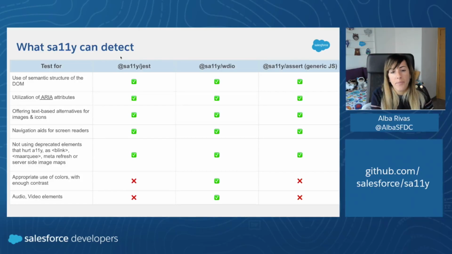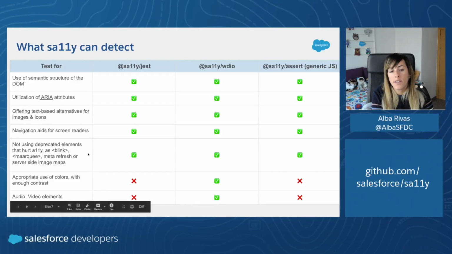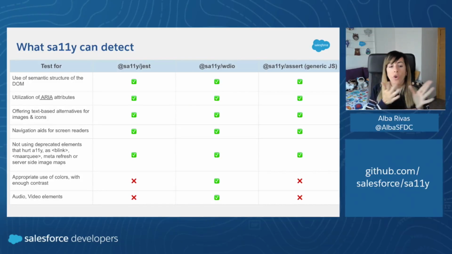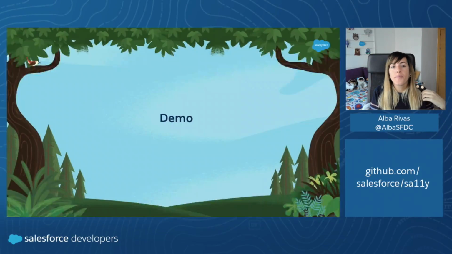And this is a summary of some of the issues that are supported and some of the issues that are not supported. I mean, with that I mean that sa11y is able to detect these issues or it is not able to detect them, right? And this is a summary table, not every single detail is covered here. But it's a table that I wanted to show to you so that you get an idea of what you can do with sa11y.